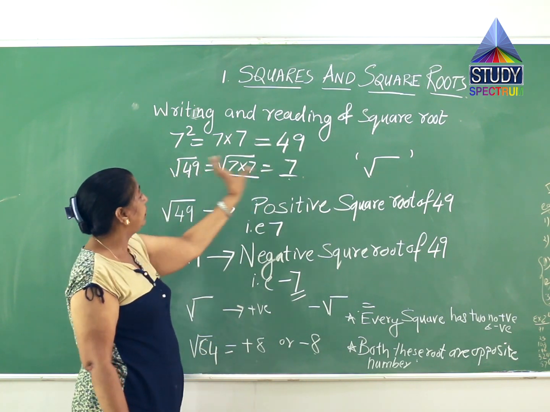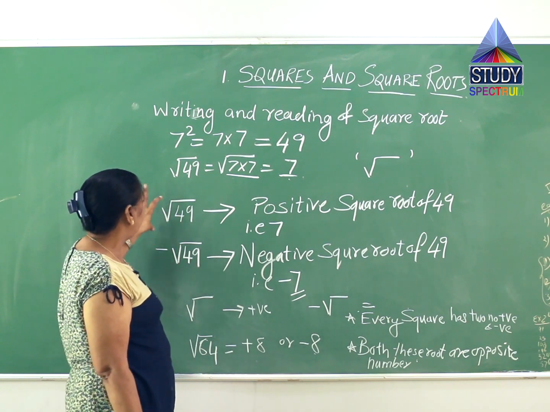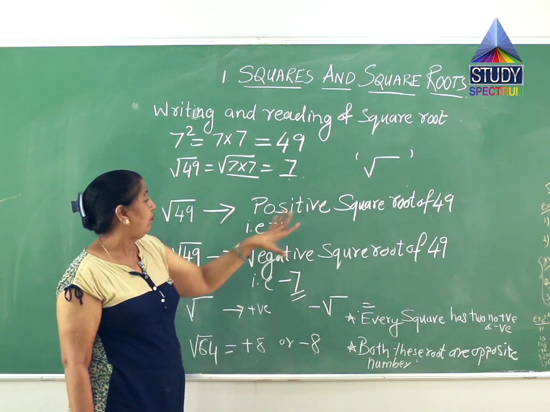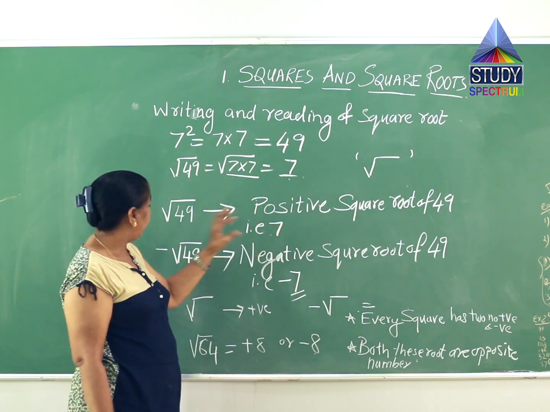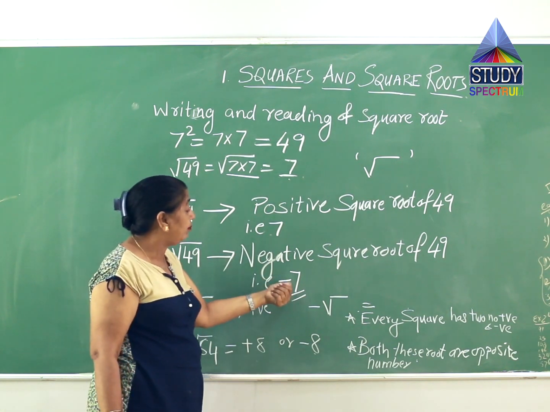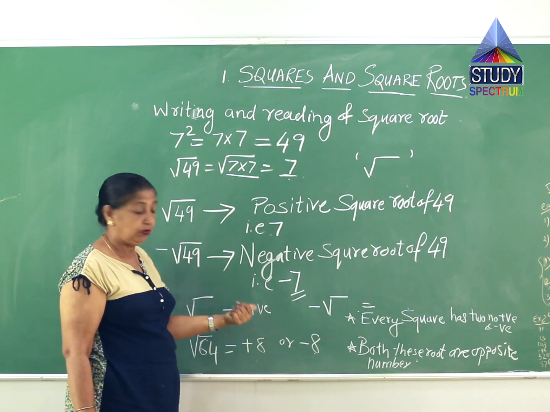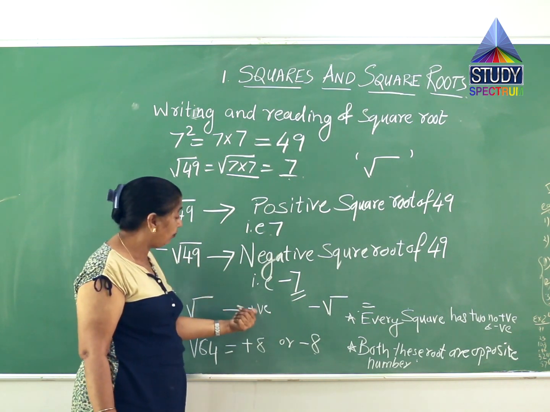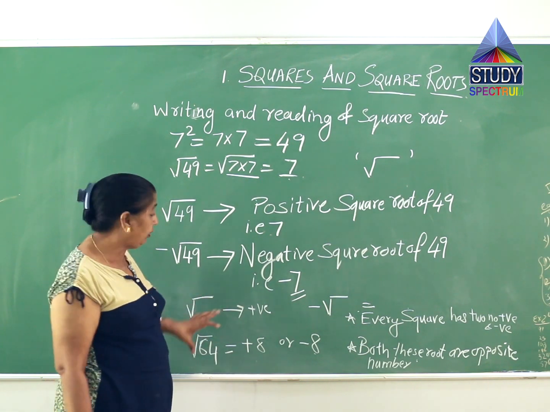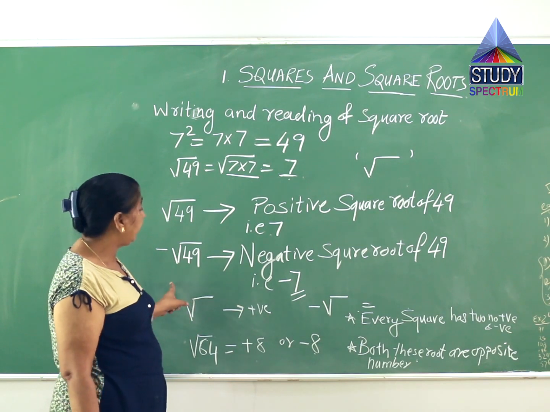So the root of 49 is 7, and whenever there is no sign before the 49, it is read as the positive square root of 49, that is 7. If there is a negative sign, I have to consider minus 7. Every number has two square roots, positive and negative. If a negative sign is given before the root sign, then I have to consider the negative number.